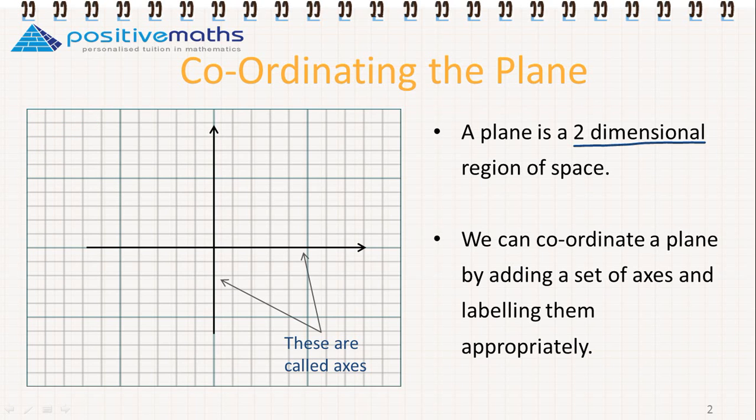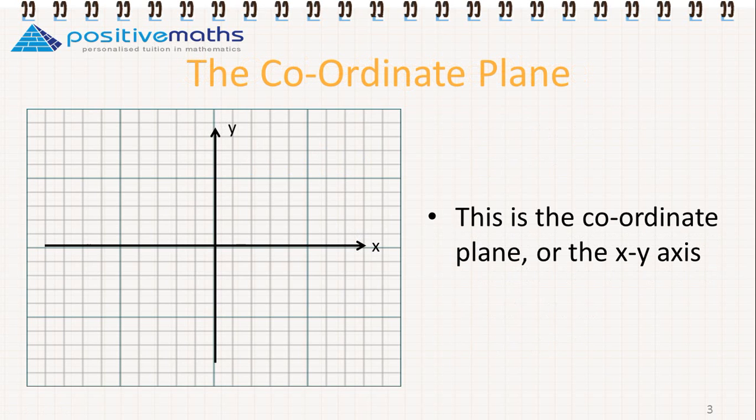So these are called the axes, or axis is the singular. We label them X and Y. So X is always the horizontal line and Y is always the vertical line. So this is the coordinate plane, or the XY axis.